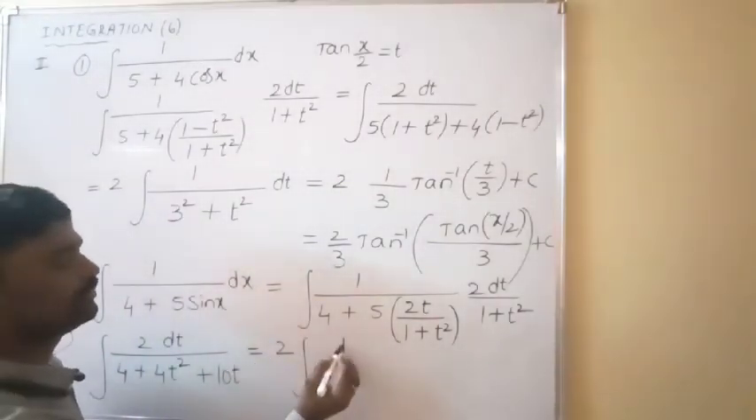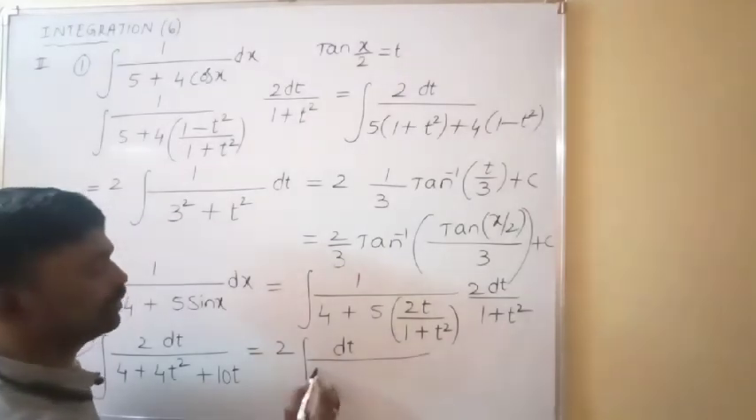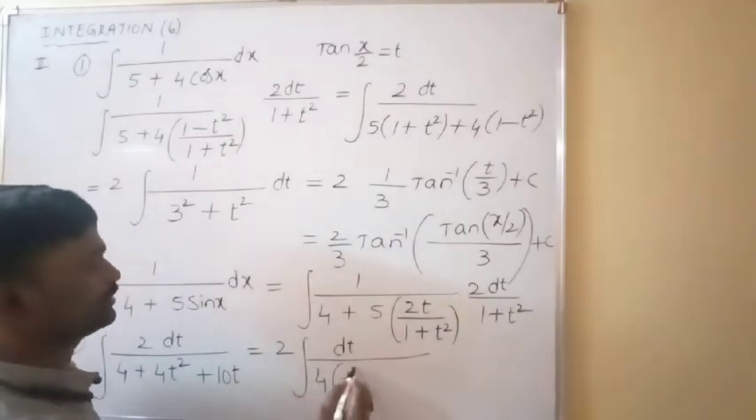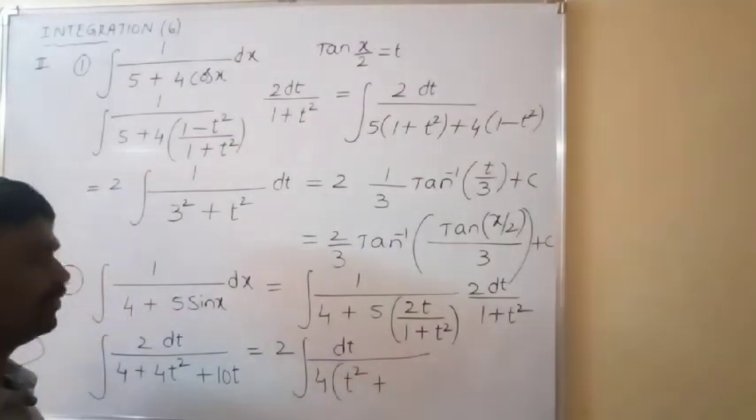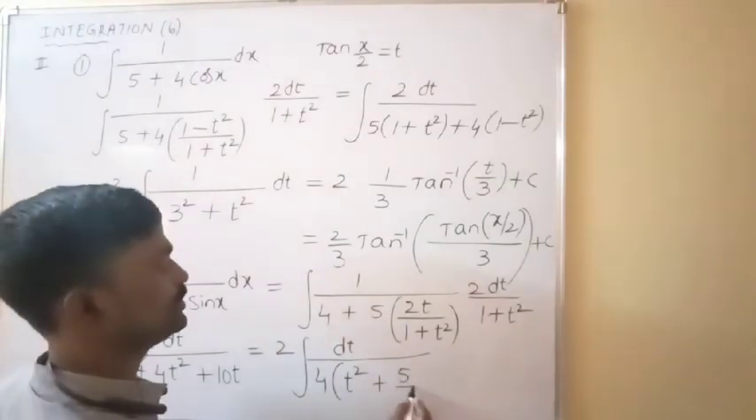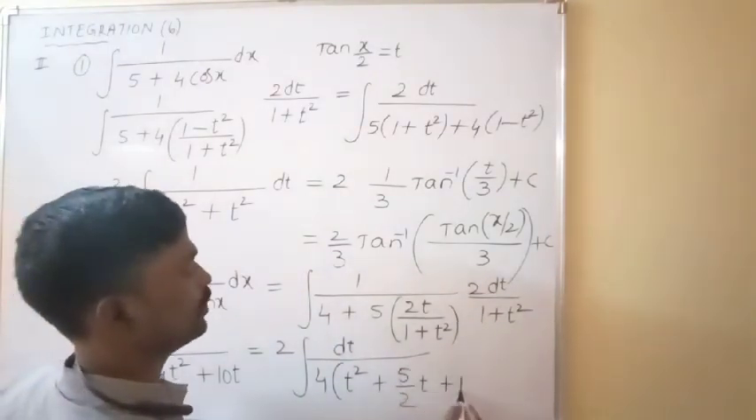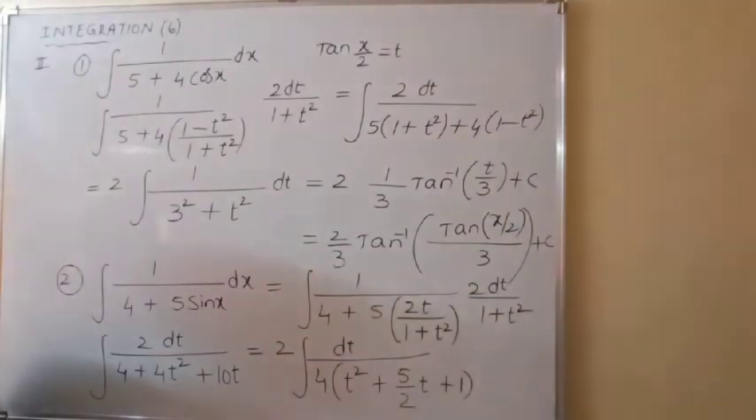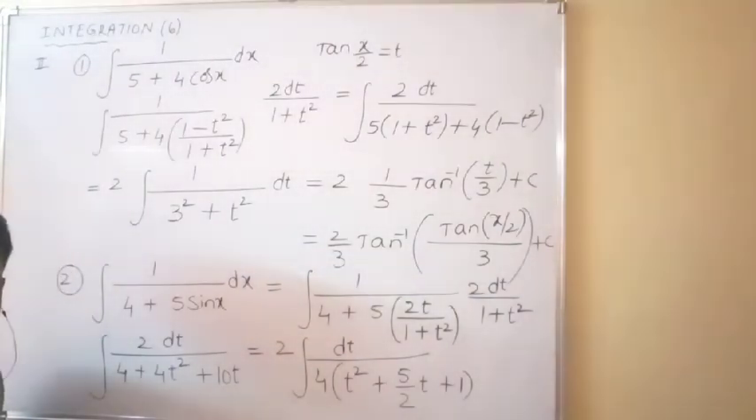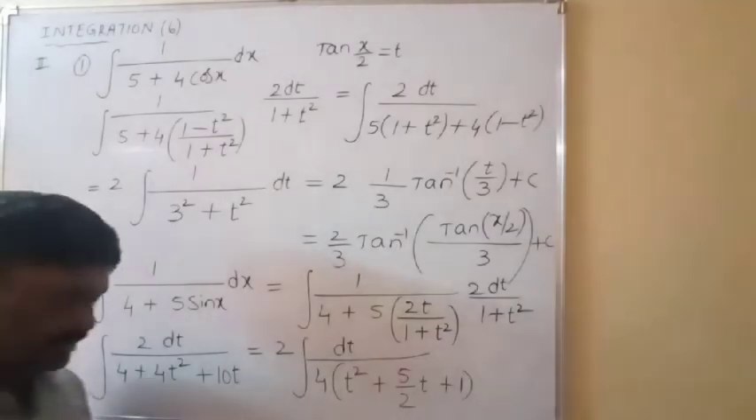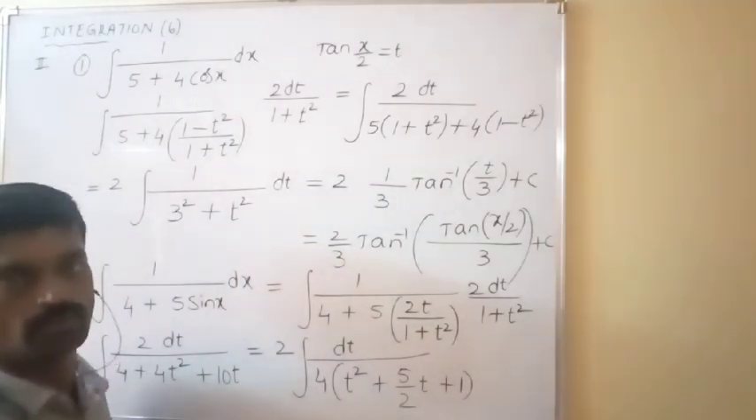So in the denominator, if you take 4 common, what will you get? t square plus 10t by 4. 10t by 4 is nothing but 5 by 2 into t plus 1. So I think you are able to solve this problem. The remaining part you do yourself.